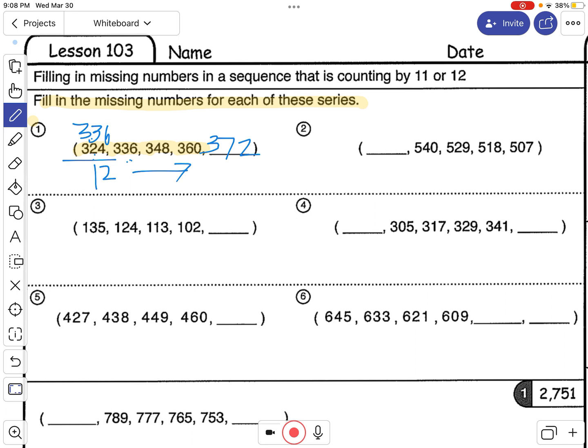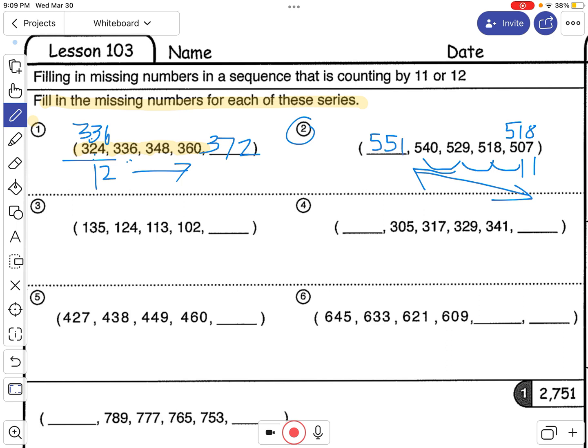All right, why don't you pause the video and try number 2 on your own? So you should have already done this from 540 to 529. These numbers are going down. How much are they going down by? Well, if you're not sure, you could put the bigger number above the smaller number. 8 minus 7 is 1, and 1 minus 0 is 1. So it's changing by 11. Now the numbers are going down that way, which means when we go back this way, they go up. What's 11 more than 540? 551 is 11 more than 540.